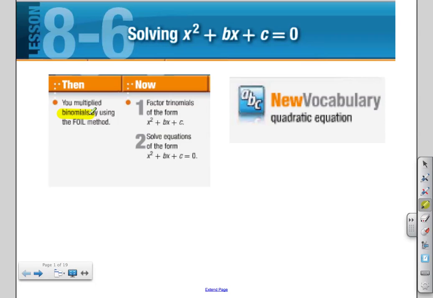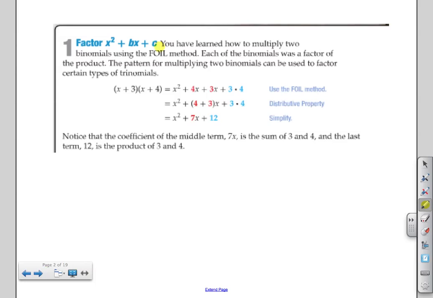We have been using binomials, and we have multiplied binomials by using the FOIL method. We're going to use that information today, but right now we're going to learn how to factor trinomials, meaning they have 3 parts, 3 terms. And we're going to learn how to solve equations in that form as well. Our vocabulary will be a quadratic equation. Here is this quadratic, x squared plus bx plus c.